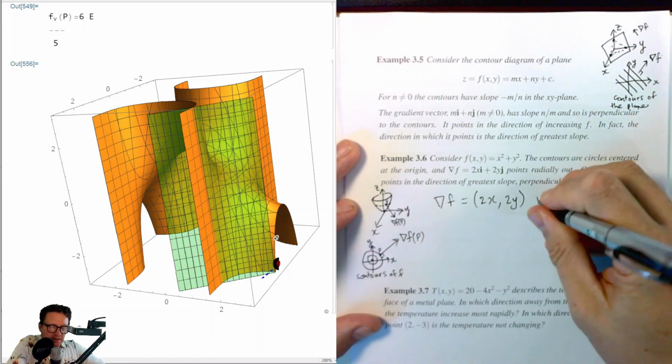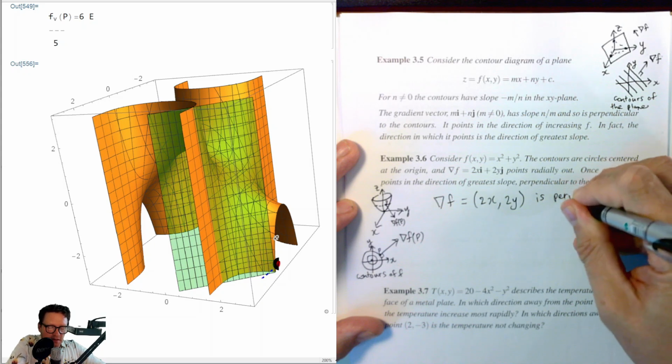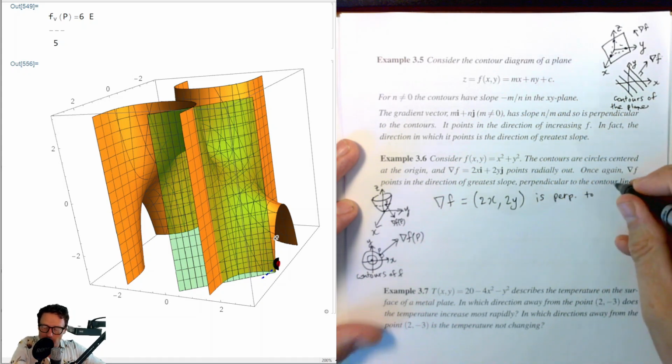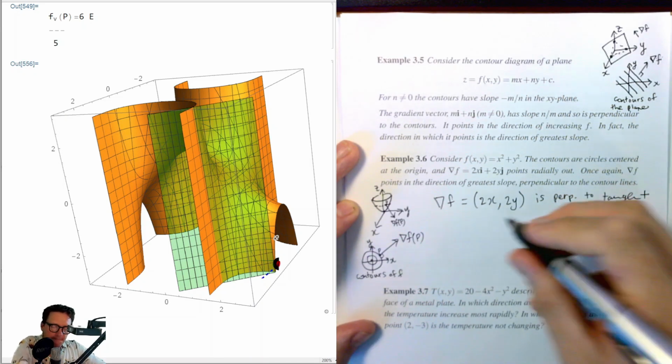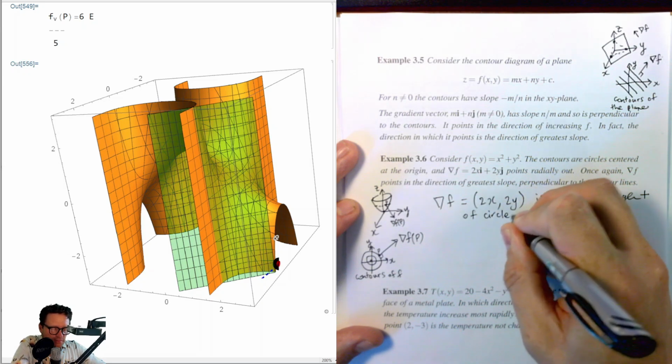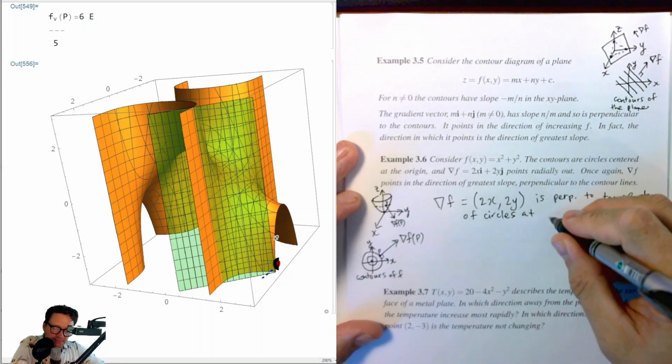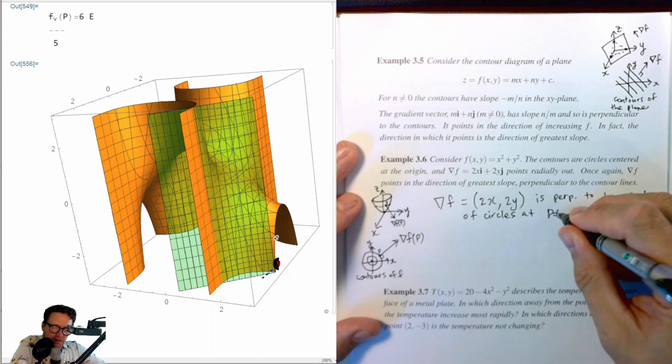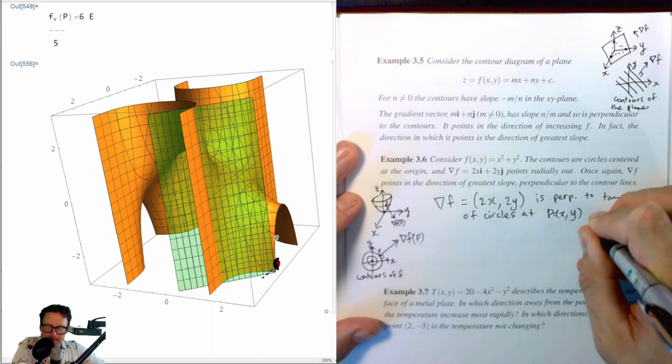Okay, so this is perpendicular to the tangent of circles at P equals x comma y.